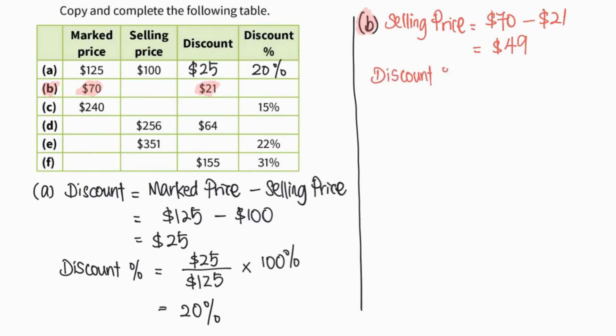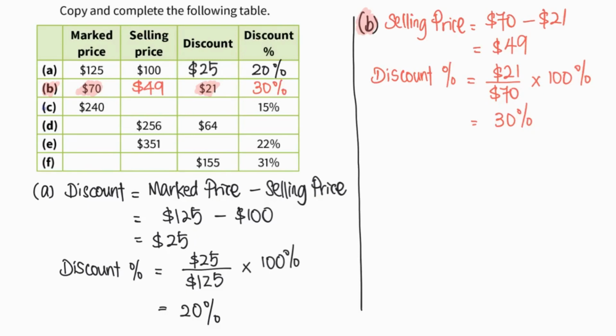And since I already have the discount, the discount percentage is pretty straightforward now. $21 over $70, the mark price, times 100%. Then I will know the percentage: 30% discount. So selling price will be $49, 30%.